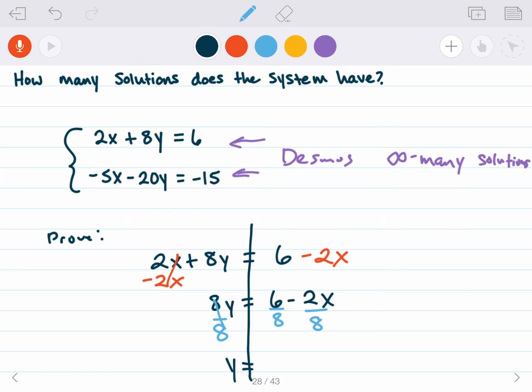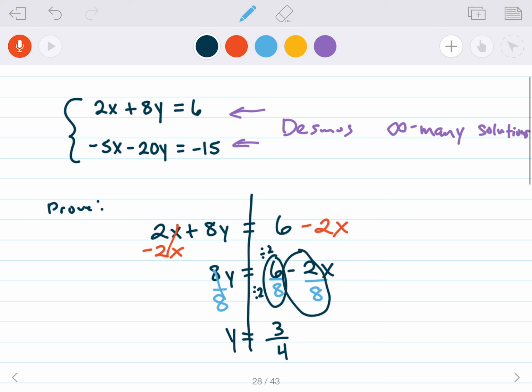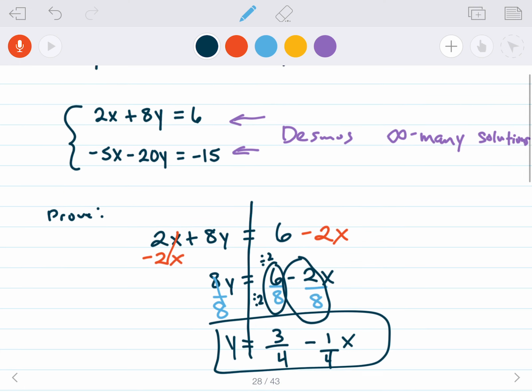So on the left, I have y by itself, which is what I wanted. Now 6 divided by 8, if I divide top and bottom by 2, 6 divided by 2 is 3, 8 divided by 2 is 4. So that simplifies to 3 over 4. And negative 2 over 8 simplifies to negative 1/4 if I divide top and bottom by 2. And there's still the x. So this is my first line in the system.